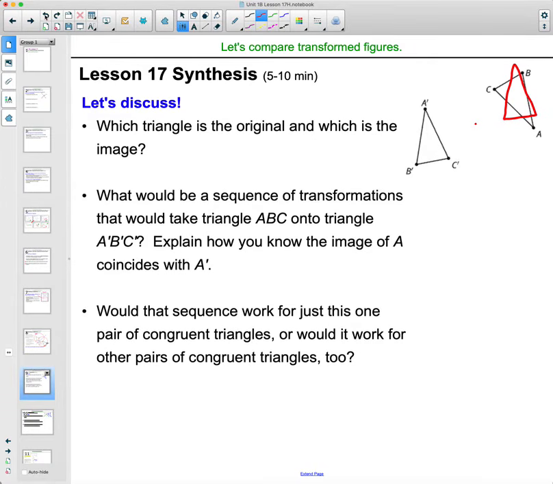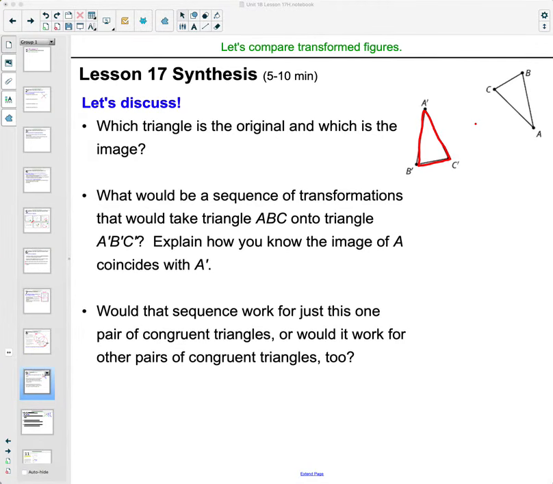Okay, you could start with the translation first. So instead of rotating, you could start with the translation. So you could say translate A to A prime, and then you could do the rotation around A. So then you could rotate to take C to C prime around point A, rotating around point A until you got C to C prime. But a bunch of different ways to do that.